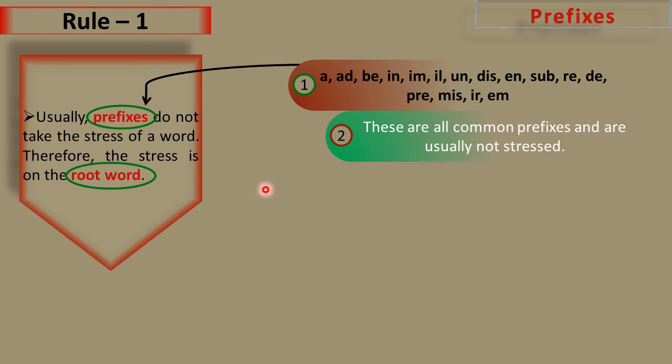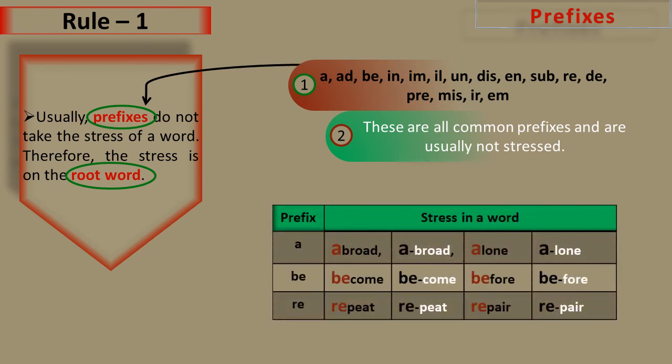Let us try to understand this rule with the help of a table. And here is a table. Let us have a look at the table. So coming to the first column, the first column is telling about the words. Let us see. A is a prefix and broad is a root word. Be is a prefix and come is a root word. Re is a prefix and pet is a root word. Okay, and let us see the second column.